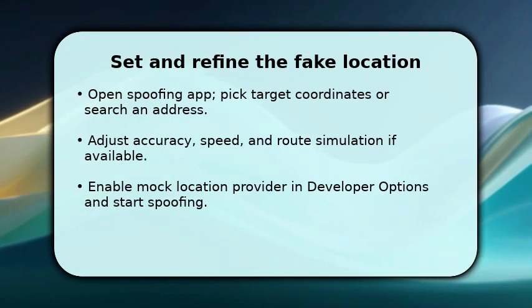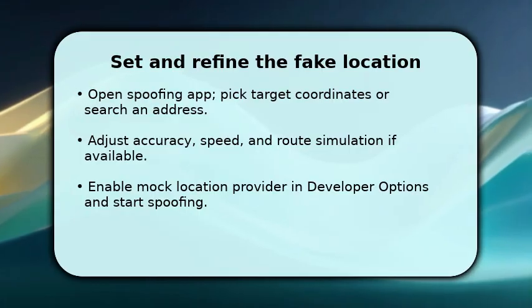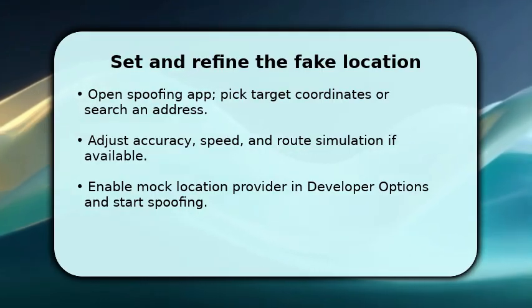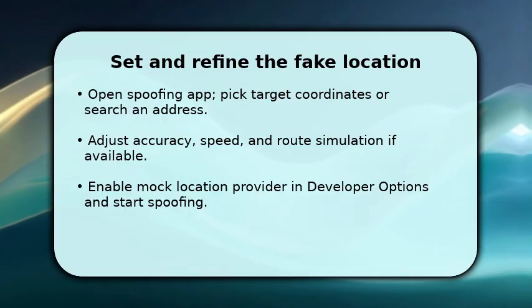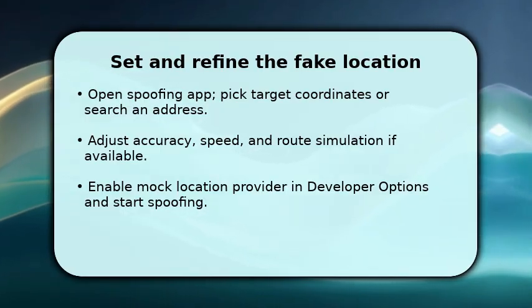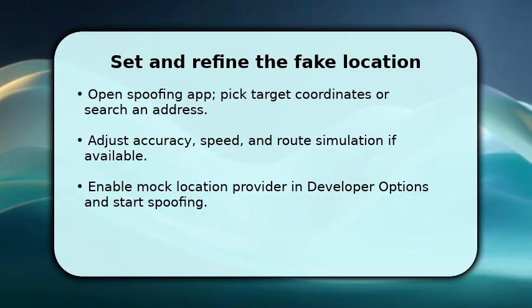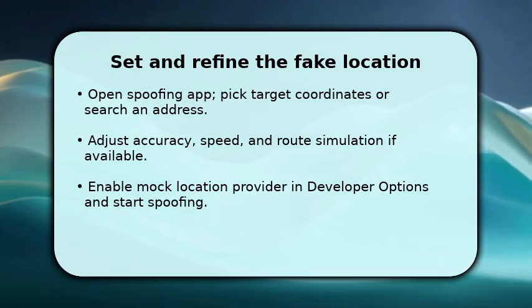You now pick the precise spot you want your phone to appear from. Type an address or drop a pin using coordinates. Make sure to tweak accuracy, and if you need movement, set speed and route simulation so services see realistic behavior.